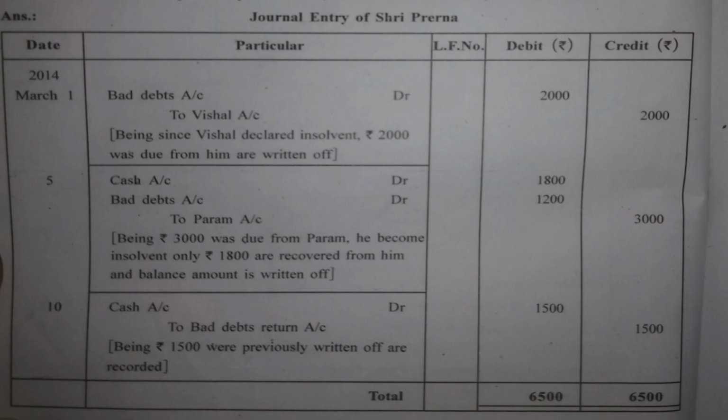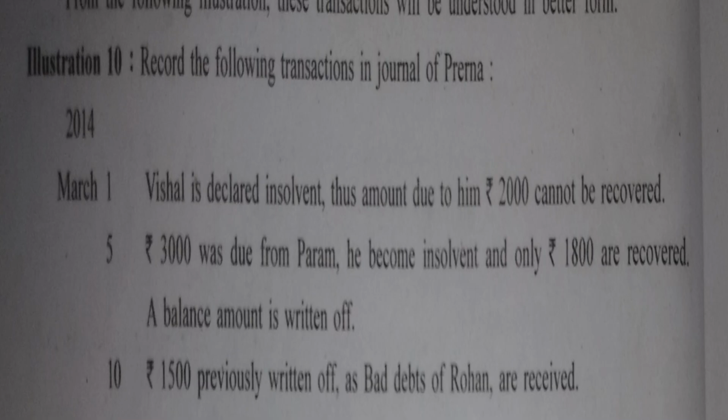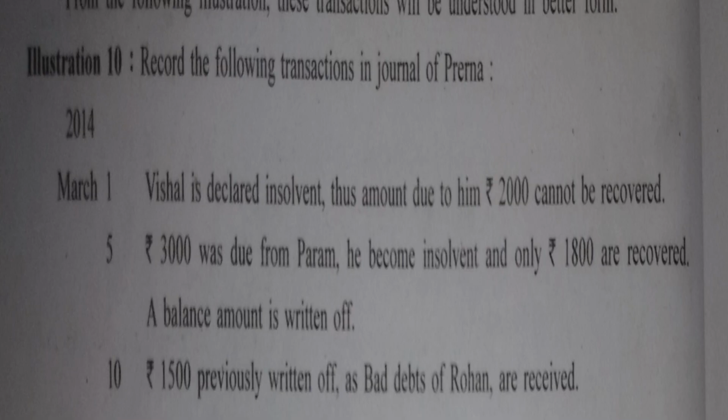The total of the debit and credit columns of the journal is identical as always, which is 6,500 rupees. So in today's lecture, we have understood the transactions of revenue and expense, and also bad debts and bad debts recovered. So for sure, you are going to do illustration 9 as well as illustration 10 in your fair book with narration. The pattern that we always follow is that we do illustrations and then we do sums of a similar kind from the exercise.